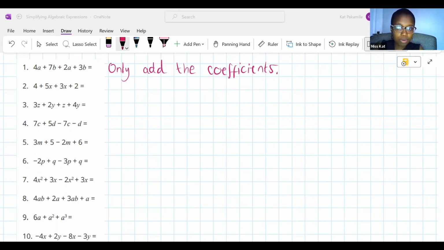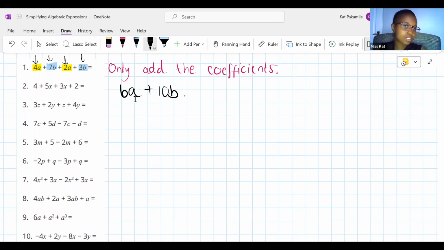These are coefficients: 4, 7, 2, 3. In number one, we have a 4a and a 2a. Those are like terms, and we have a 7b, 3b. So I'm going to do number one to show you. 4 plus 2 is 6, and you keep the variable, 6a. Then 7 plus 3 is 10, and you keep the variable b. Adding like terms is not that bad. 6a plus 10b.